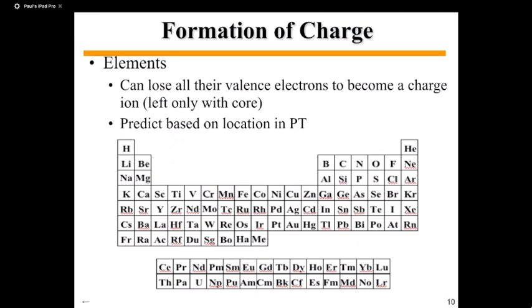Last concept in this chapter, I do want to point out one other thing from the other chapter. Formation of charge. Elements can lose their valence electrons to become charged, by losing electrons to become only core. Added to this, they can gain electrons up to the next noble gas.